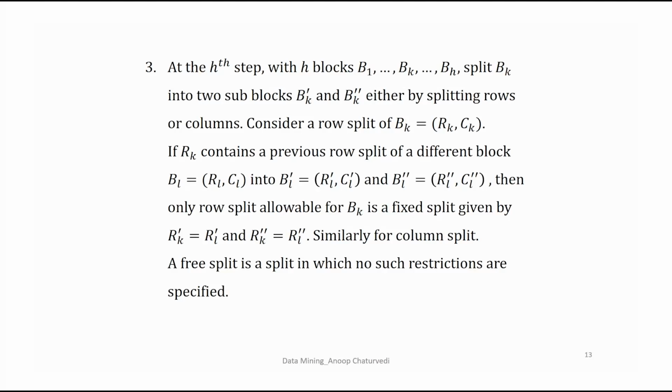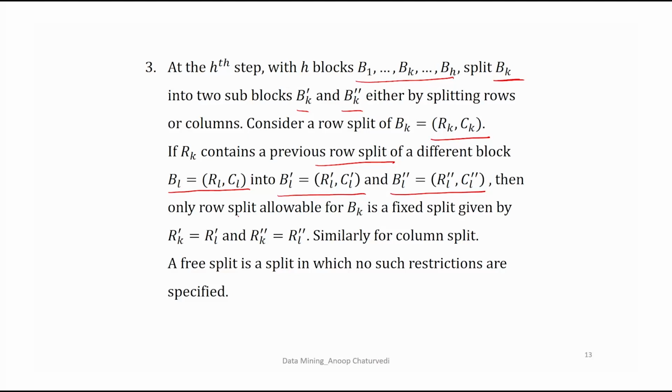Now, at the hth step, you have h blocks, say B1, B2, Bk, and so on, Bh. And now, suppose you want to split Bk into two sub blocks Bk dash and Bk double dash. And you can split Bk into two sub blocks either by splitting rows or by splitting columns. Say we have split BL, that is RL CL, into BL dash, which is equal to RL dash CL dash, and BL double dash equal to RL double dash CL double dash.